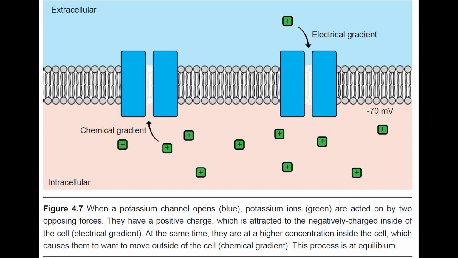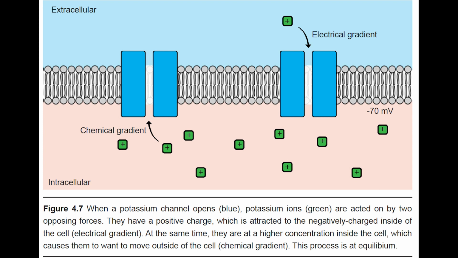Just like with sodium, we can use our knowledge of potassium's charge and the distribution of potassium ions across the membrane in order to predict the forces acting on potassium ions when a potassium channel is open. We know that the inside of the cell is negative, and potassium has a positive charge, so the electrical gradient causes potassium to be attracted into the cell. We also know that the inside of the cell has a relatively high concentration of potassium ions compared to the outside of the cell. Therefore, the chemical gradient pushes potassium out of the cell.